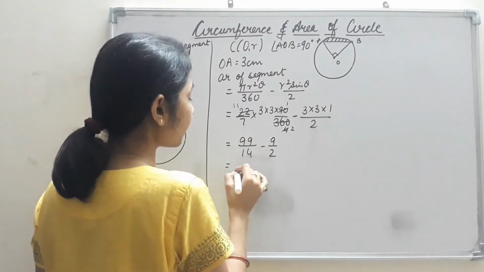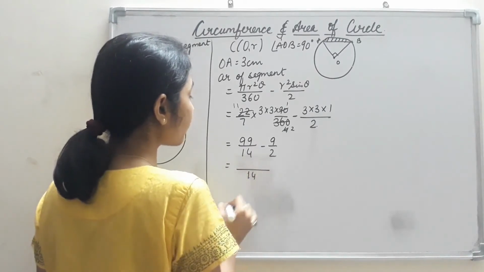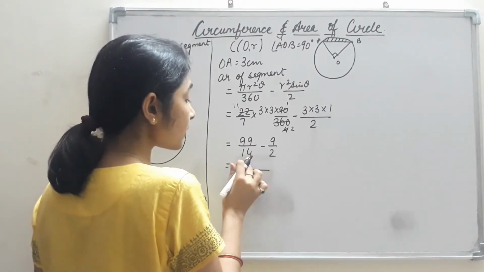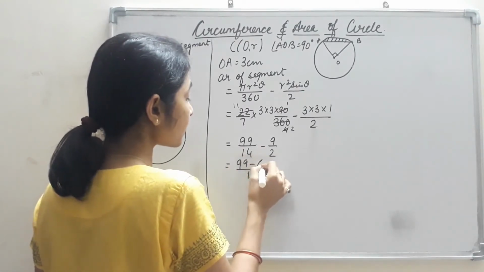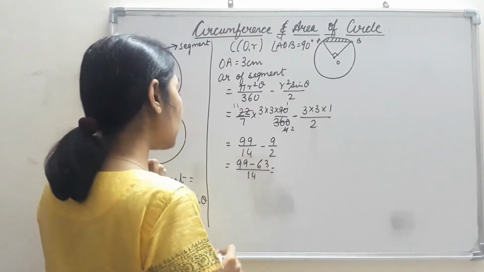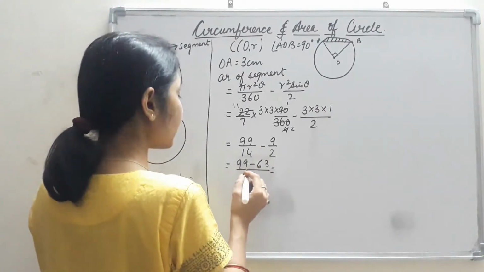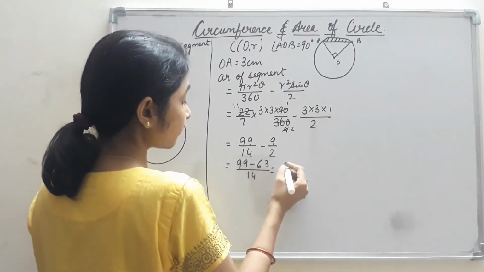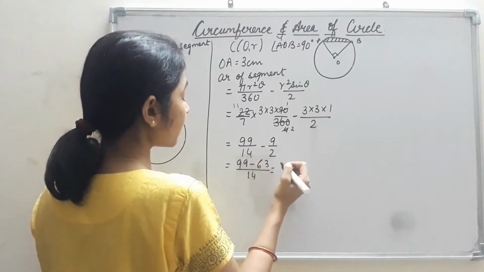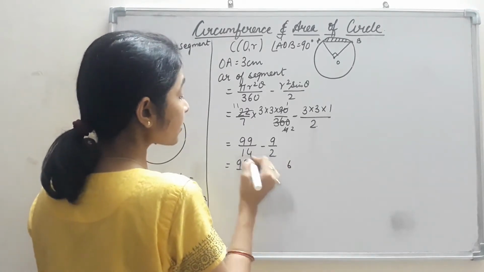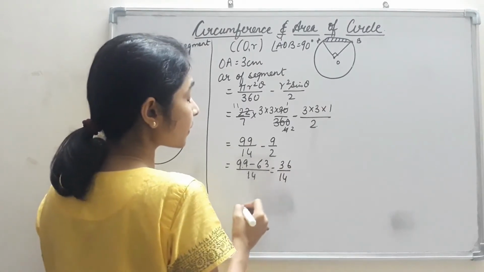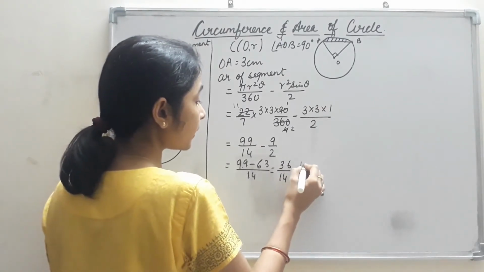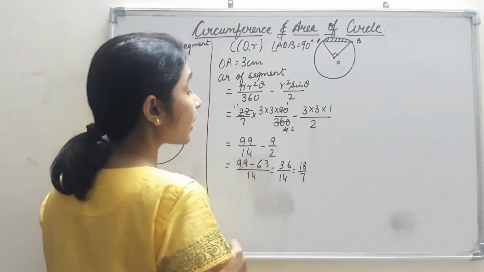If we further simplify it, what do we get? The LCM is 14. 2 7s are 14, so 99 minus 9 7s are 63. So what do we get here? 99 minus 63 is equal to 36. So 36 upon 14. If we further simplify it, what do we get? 18 upon 7. That is the area.